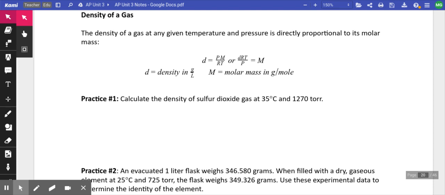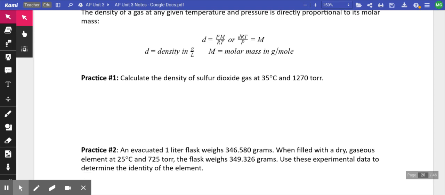Or we can remember that our molar mass, M, is equal to density times the gas law constant times temperature over pressure. I personally memorize the M equals dRT over P equation. For me, that's just easier to memorize, but you can pick which equation you want to memorize and then use your algebra skills to get to the other one. These equations, unfortunately, are not on the reference table, so you should have at least one of them memorized, but let's apply them in this first practice question.